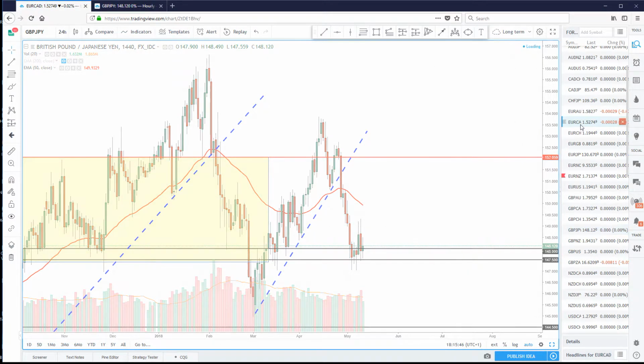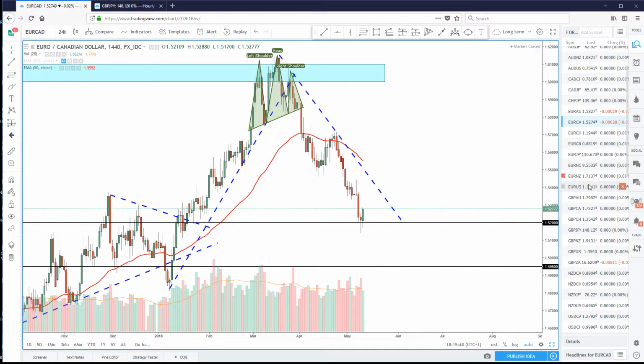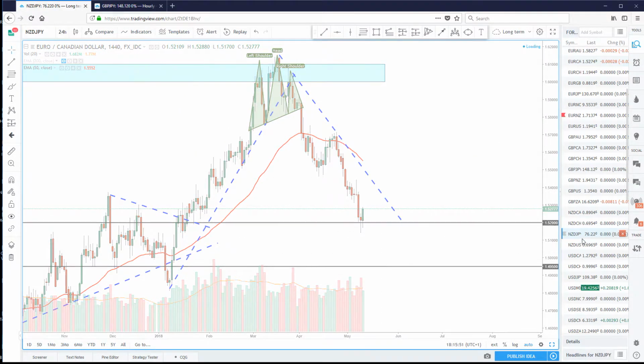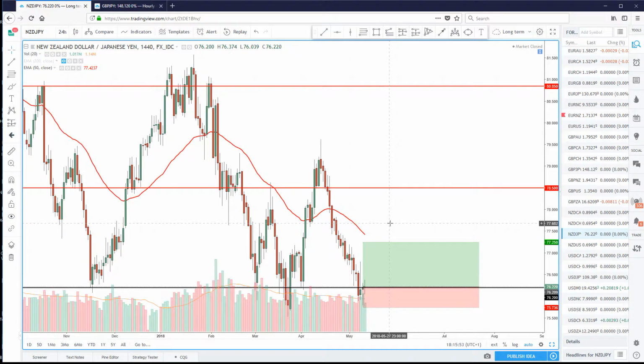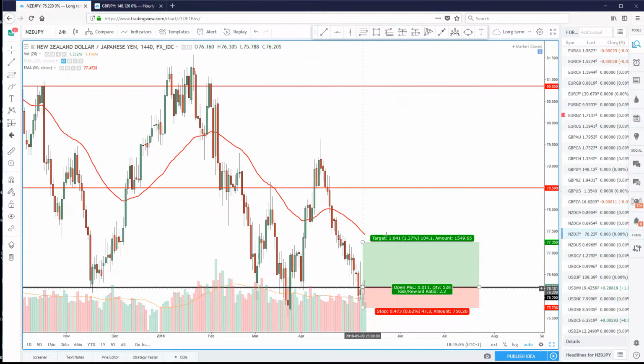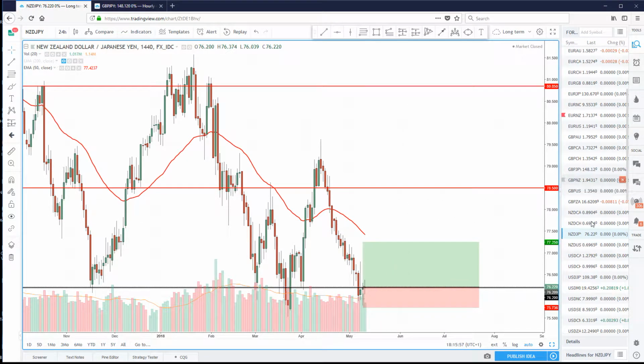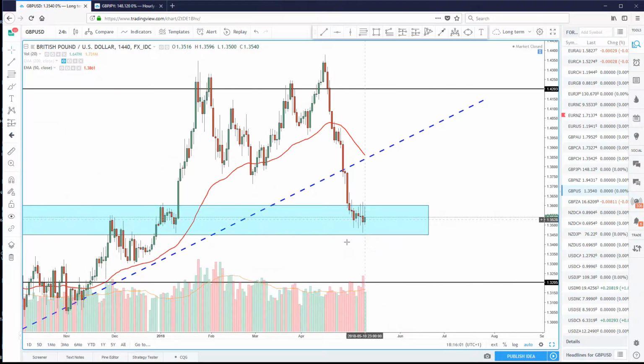I'll just show you a very quick example now. Euro CAD long, that looks quite nice. And you've got Kiwi Yen long as well. That looks quite nice as well. So you've got much better trades to take rather than pound yen. Even pound dollar, guys, actually. Go to the cable quickly. Even pound dollar looks like it may move up. So there's quite a lot there to the upside for that.